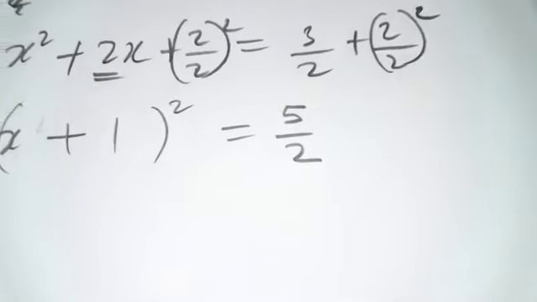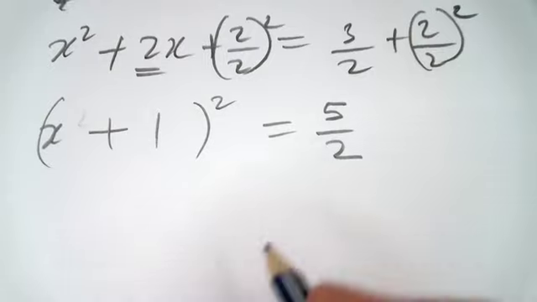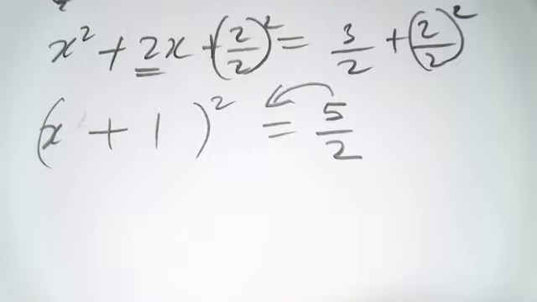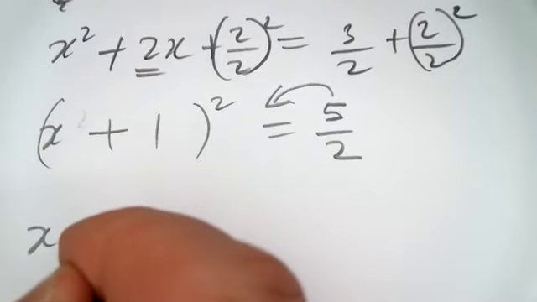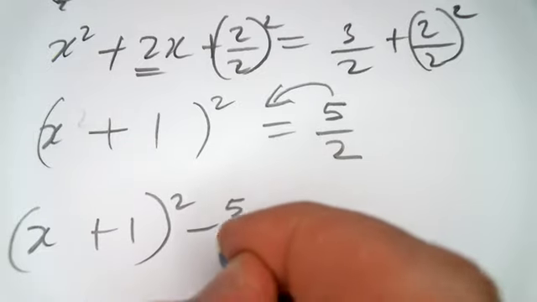Now, what I want to do now, though, is not make it equal to 0. I just want to keep it as a square. So I'm going to take the 5 on 2 back onto the other side. So the answer is going to be x plus 1 all squared minus 5 on 2.